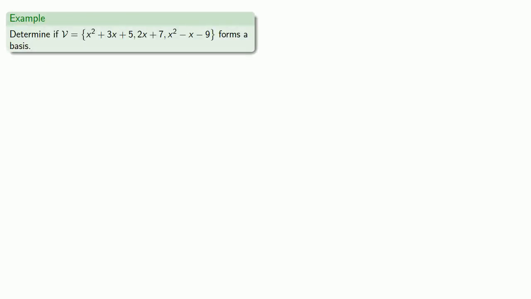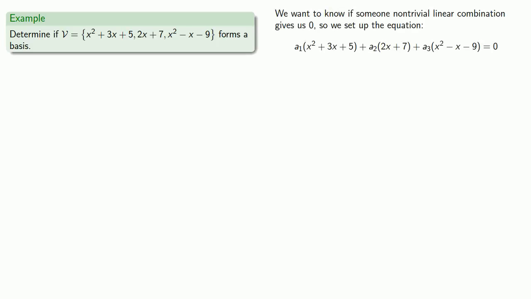For example, suppose I have this set of functions, x squared plus 3x plus 5, 2x plus 7, x squared minus x minus 9, and we'd like to know if this forms a basis. In particular, are these independent functions? So we want to know if some non-trivial linear combination of these functions gives us the value 0. So we'll set up our equation, and there are three unknowns, a1, a2, and a3, so we need three equations, which we can find by differentiation.